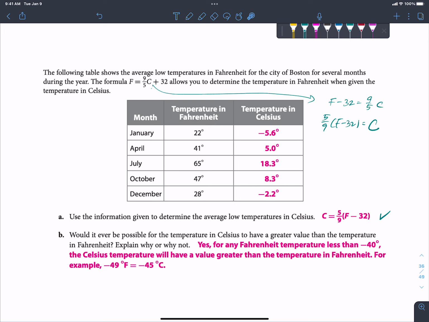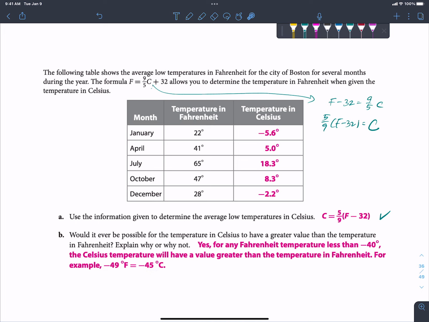Okay. And would it ever be possible for temperature in Celsius to have a greater value? And it appears so, for Celsius to have greater value in certain cases, right? Yes, for any Fahrenheit temperature less than 40 degrees, right? For example, if it's 49 degrees, Celsius, it's 45. But we would talk about it more carefully in the classroom.